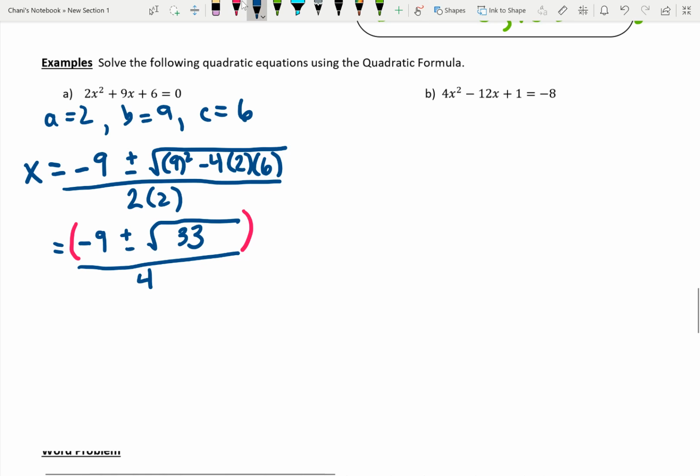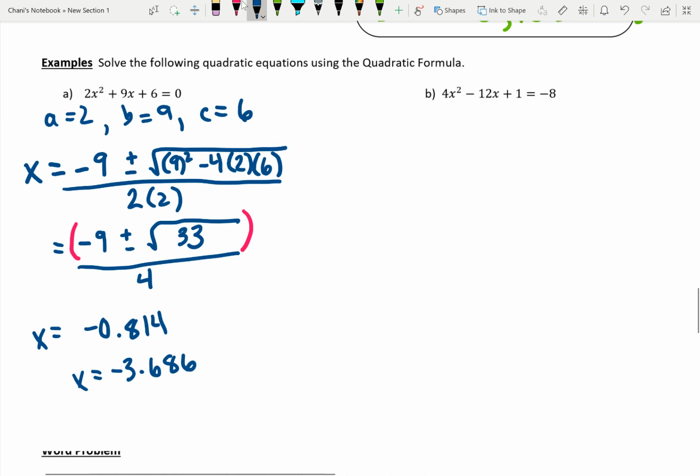Okay, so what you get from this is 2 different answers. x equals negative 0.814 and x equals negative 3.686. Try it on your calculator. Do negative 9 plus root 33 in brackets and divide by 4. Okay, you should get this number. Then do negative 9 minus root 33, enter, divide by 4. You should get this number.